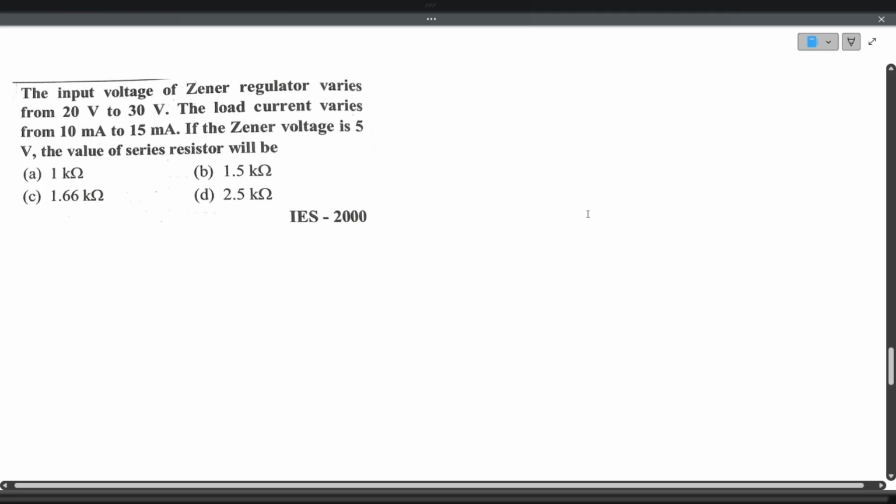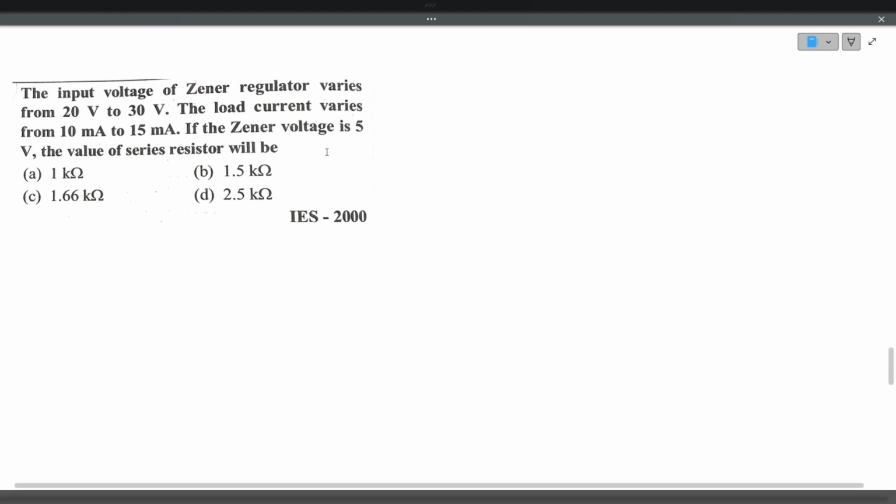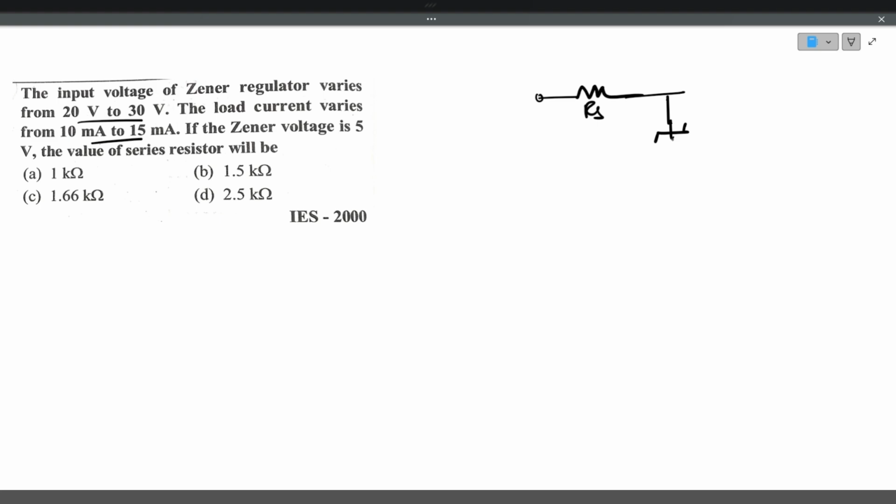The input voltage of the Zener diode varies from 20 volts to 30 volts. The load current varies from 10 milliamps to 15 milliamps. If the Zener voltage is 5 volts, the value of the series resistor is? So the circuit is like this. This is a series resistance, and there is a Zener diode here. He is telling us the load current will vary. This is a load resistance RL. Load current is varying from 10 milliamps to 15 milliamps.